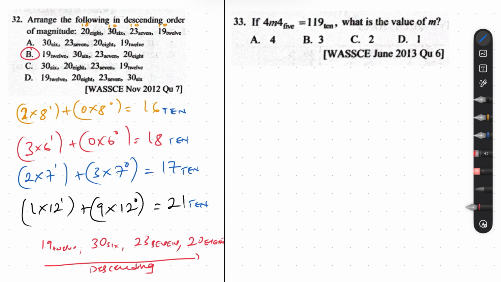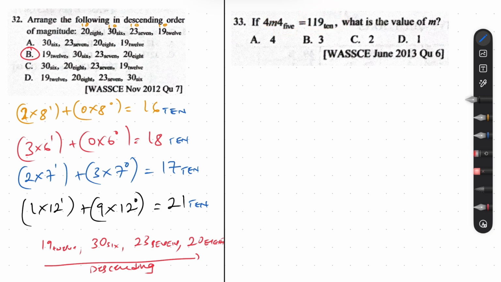Okay, cool. Let's move on to question number 33. It says, if 4m4 base 5 is equal to 119 base 10, what is the value of m? So what we just need to do is convert 119 to base 5, then we can find our value of m. Okay, so how do you convert this to base 5?